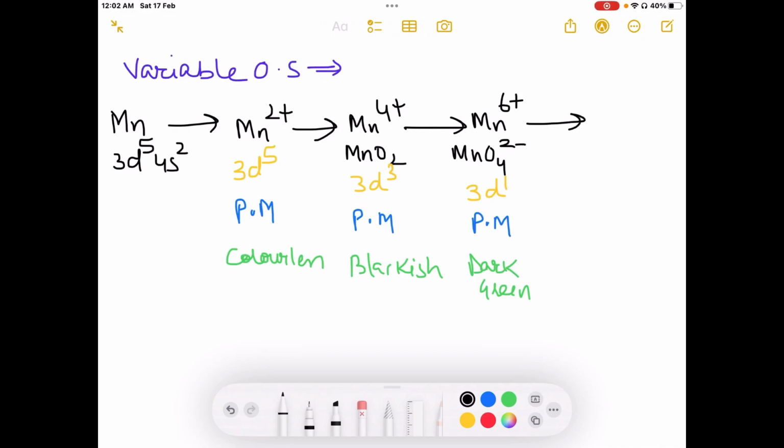Manganate further changes to Mn7 plus, which is permanganate ion. Permanganate ion is 3d0, diamagnetic, and its color is dark purple.